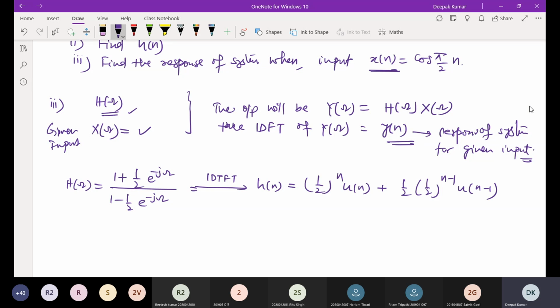So this is the second question. This is the answer of the first question. This is the answer of the second question. The answer of the second question comes directly.